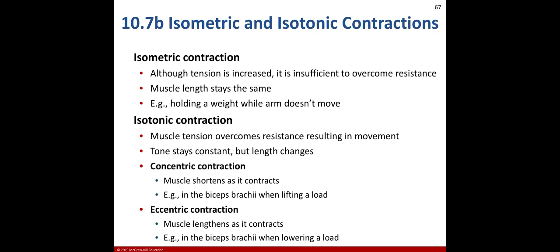We have what you call an isometric contraction, where tension is increased but it's insufficient to overcome resistance. So the muscle is going to stay the same length. That's just like holding a weight, but your arm doesn't move. Then you've got an isotonic contraction, where muscle tension overcomes the resistance and it does result in movement. The tone is going to stay constant, but the length of the muscle changes. And in that, you can have concentric contraction, where the muscle shortens, like when your biceps are lifting a load, or eccentric, where it lengthens, like when a bicep is lowering a load.